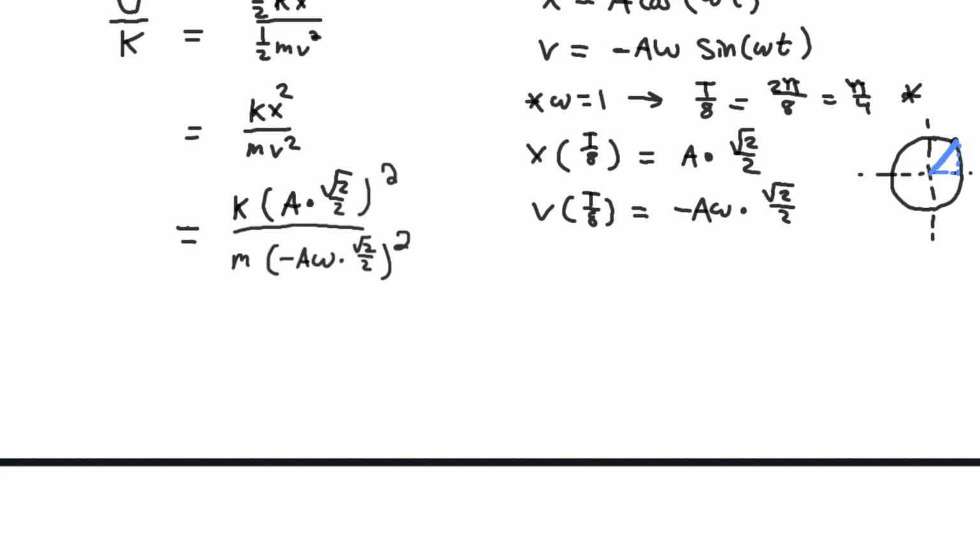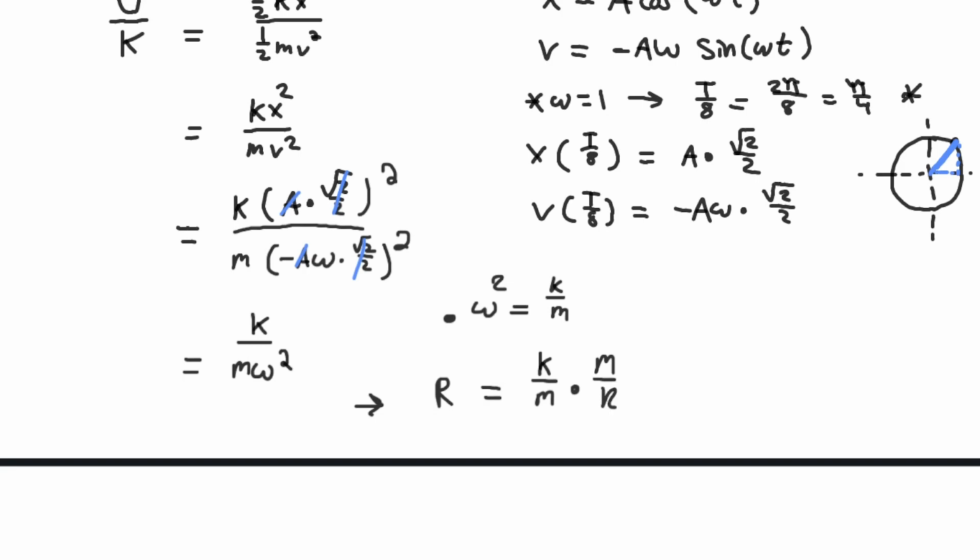And now we do get some nice things to cancel. So we've at least removed a lot of the variables we don't want. So we see that the a cancels, the root 2 over 2 cancels, as does the negative sign. So all we're left with is k divided by m times omega squared. But we can't have omega in our answer, so we have to substitute away. So omega squared was equal to k over m by definition. So that means that our ratio is just going to be k over m times the reciprocal of omega squared, which is k over m, which is equal to 1.